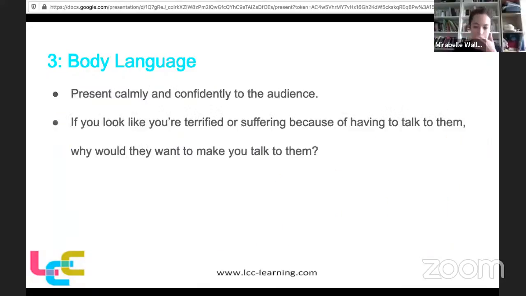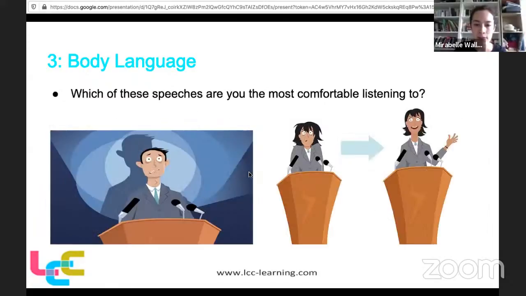I think it's so important to project calm confidence to the listeners, because if you look like you're terrified or suffering, like these two, because of having to talk to them, then, unless you're a sadist, why would the audience want to put them through such an ordeal? It puts the audience off. Whereas this lady looks happy to talk to me, so I'm happy to listen to her.